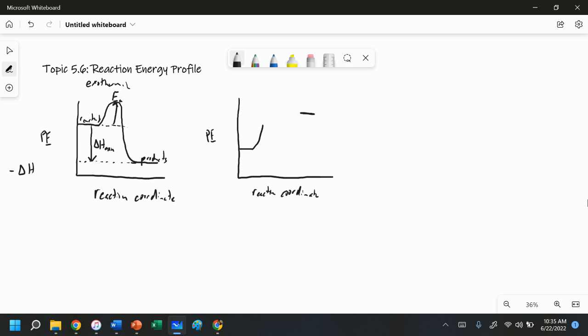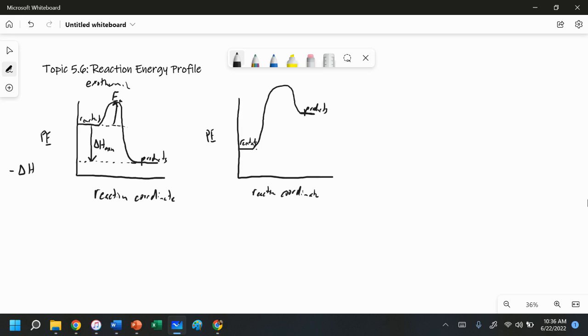We're still going to require energy to be put in to break bonds. And then when new bonds are formed, the energy is going to go down, but this time not as far down as the reactant started because this is an overall endothermic reaction. So our reactants are over here again on the left-hand side. Our products are on the right-hand side.